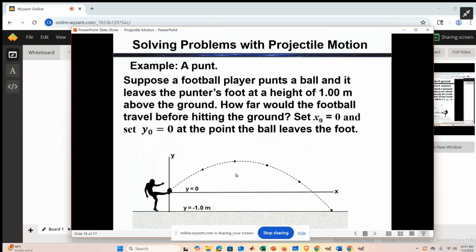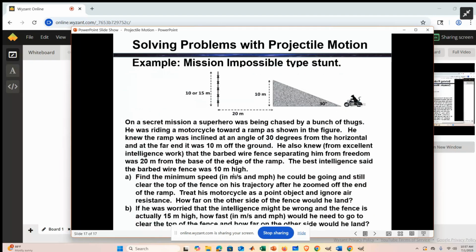And it's sometimes helpful to be able to work it two ways so you can check your answer to make sure you're right. Another kind of problem, I give my students this kind of problem all the time. Everybody knows about Mission Impossible. So it's a Mission Impossible stunt, where there's a secret agent, a superhero running from some thugs on a motorcycle. And he's got to drive up a ramp and leave the ramp at such a velocity that he goes over a fence and lands in safety.